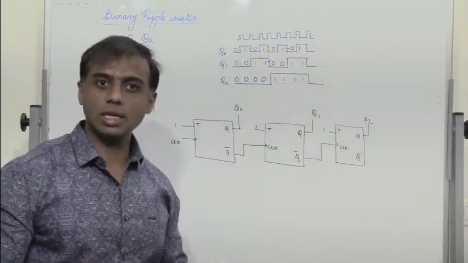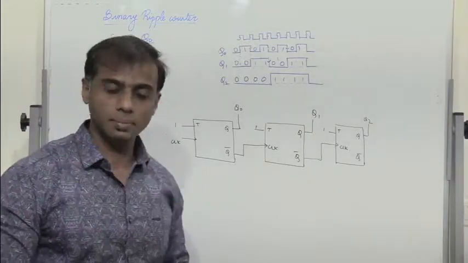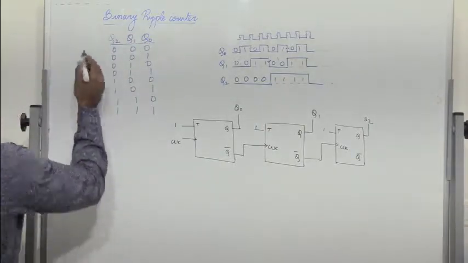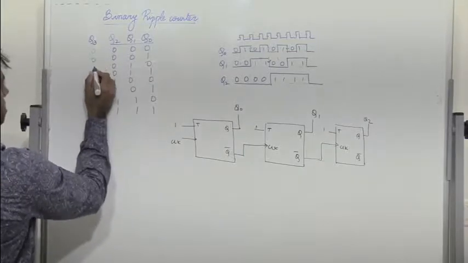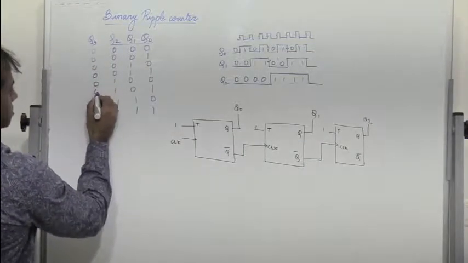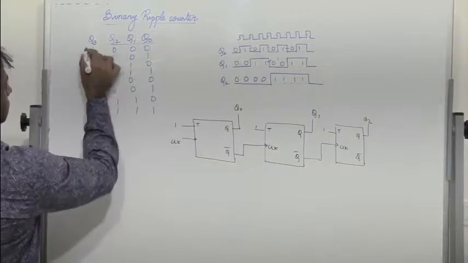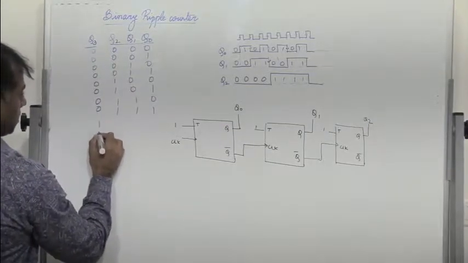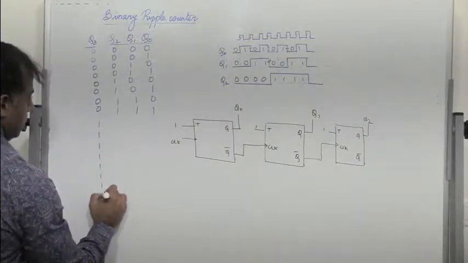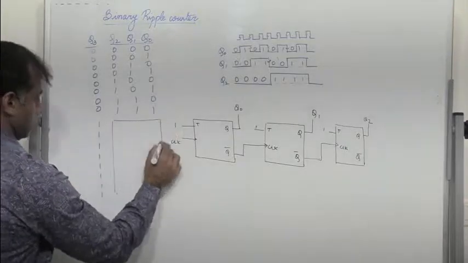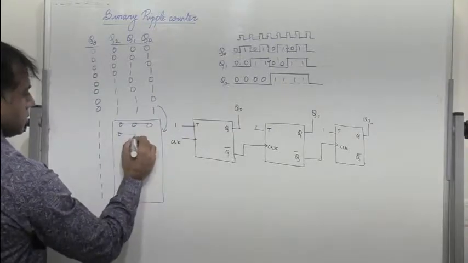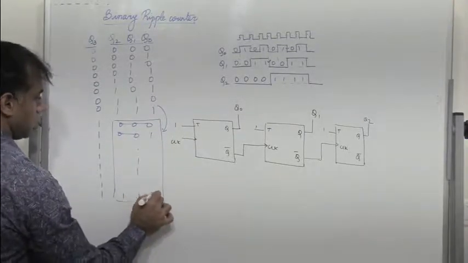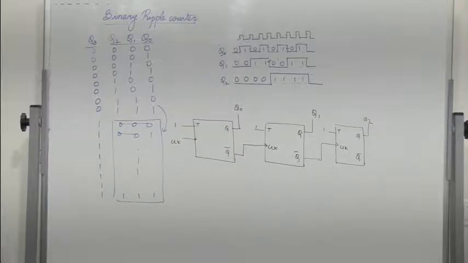Now, can this be extended to a 4-bit binary ripple counter? So what happens? I have Q3. So we observe that the first 8 states are 0. And then I have 1. And the same thing repeats. So we have 000, 001, up to 111. Right? So this becomes a 4-bit binary ripple counter.